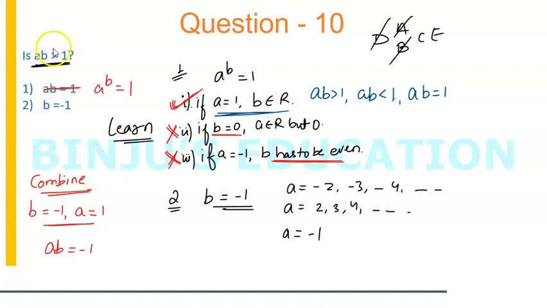So if AB is -1, then is -1 greater than 1? The conclusive answer is no. So do I have a conclusive answer using both these statements? Yes, we do have a conclusive answer. And the answer is C.